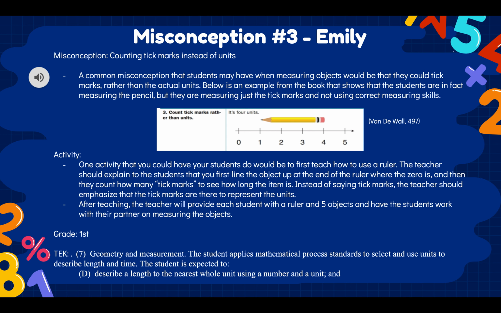And one activity that you could have your students do is first, of course, teach how to use a ruler and how they should line it up, and correct measuring topics and objectives. And then once they get that down, you could give each table group certain objects, and the students can work with their partners to measure the objects using the ruler and making sure that they're not counting the tick marks and they're actually counting the units. And then this is a first grade activity, and listed below is the TEKS.